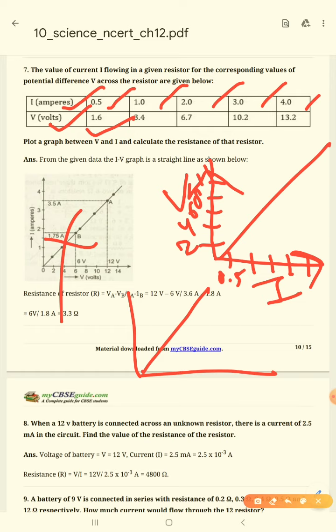A straight line comes only in the ohmic conductor. When we do an experiment with an ohmic conductor like copper or silver, we get a straight line. For other conductors a curve comes, but it doesn't matter whether it comes as a straight line or not. When you solve this one, definitely there will be some curve. At first you have to draw the graph.